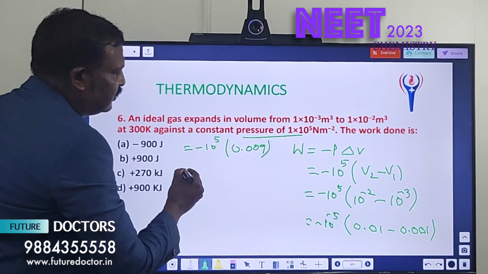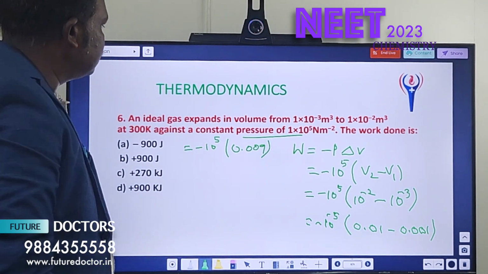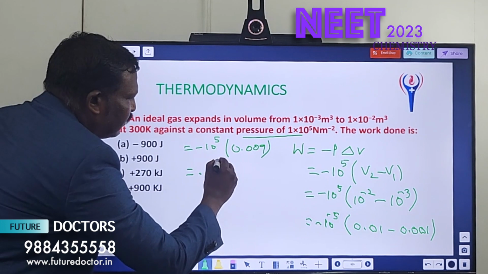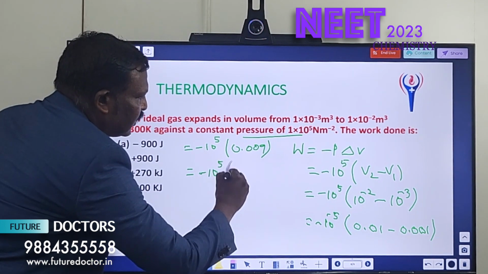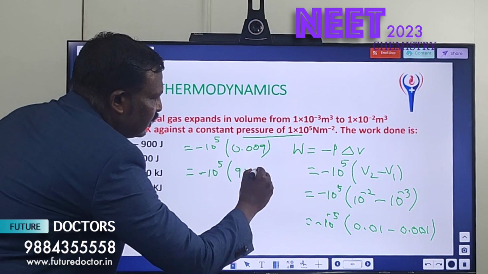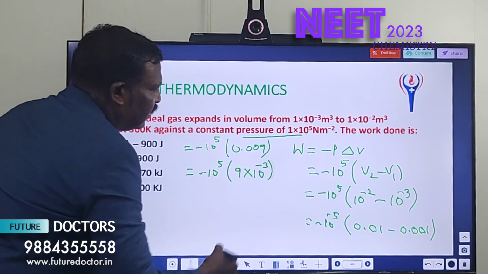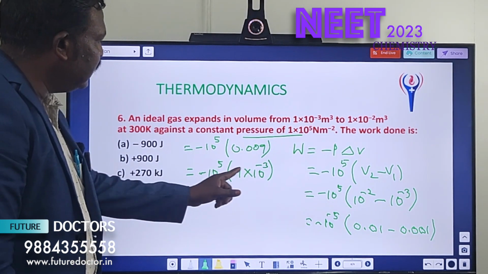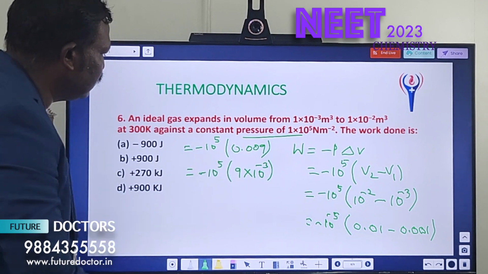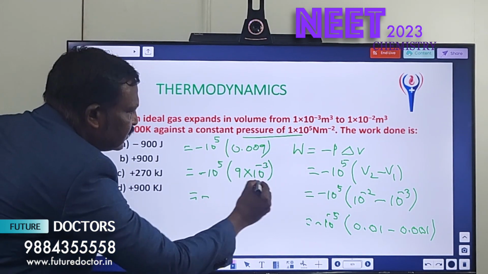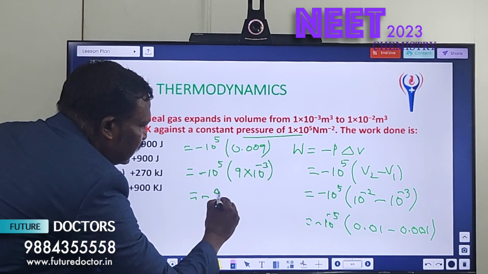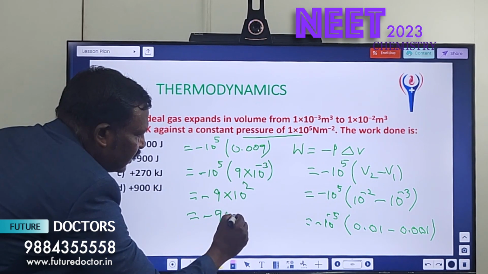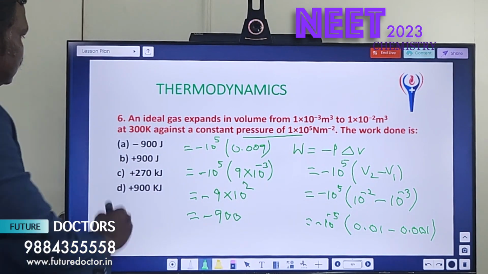We will be getting 0.009. Understood? Okay. Then again 10 power 5. Understood? Okay. Then this outright 9 into 10 power. Can you write like this? Then 10 power 5, 10 power minus, when you compare these two, it will be minus 9 into 10 power 2. So now we get the answer, 900. Understood? So among this, A is the correct option.